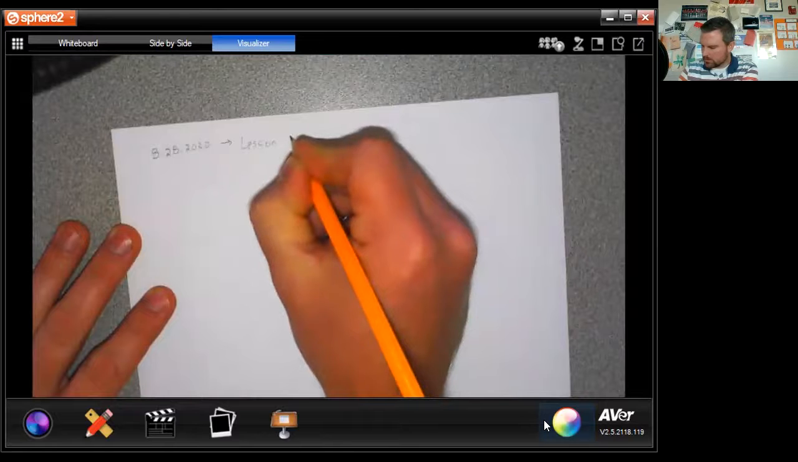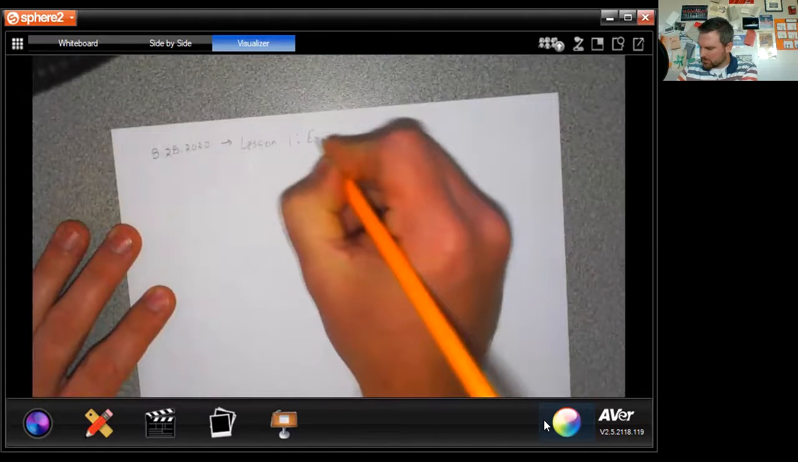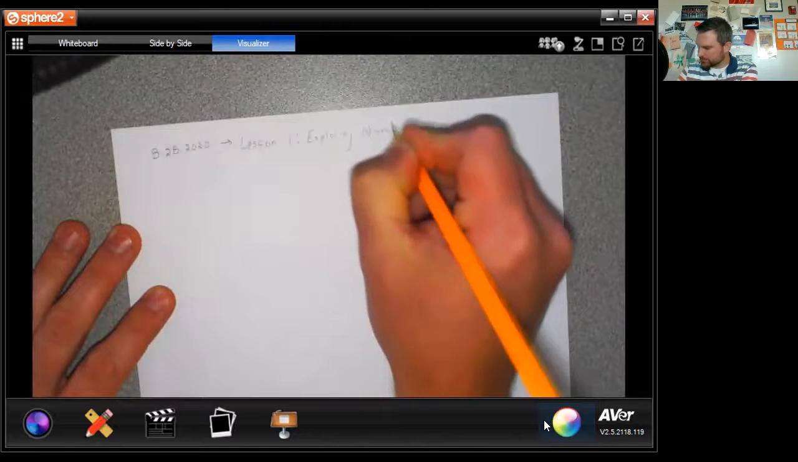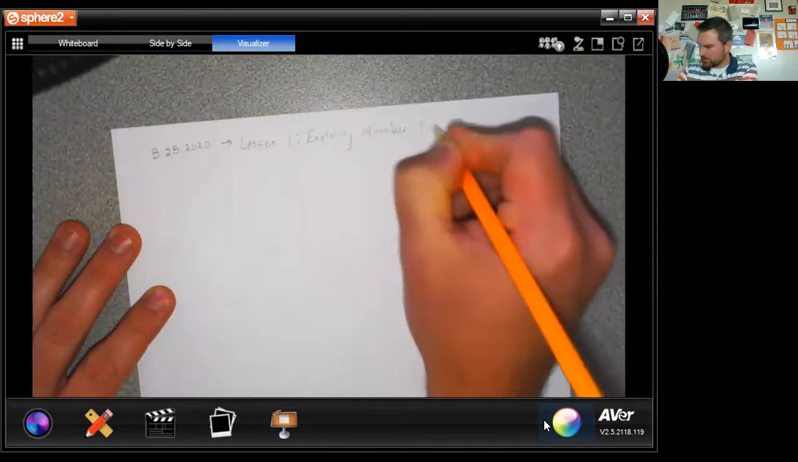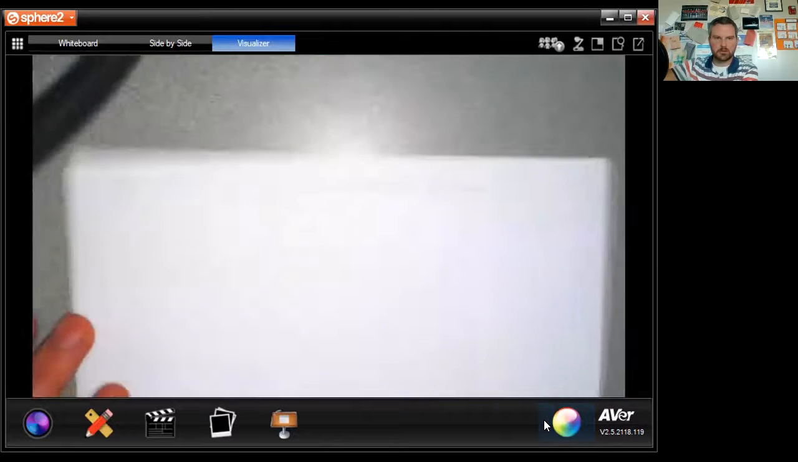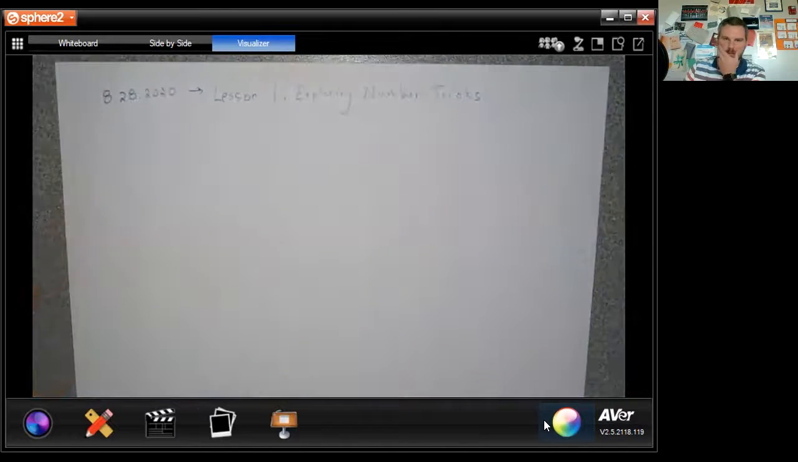We are in lesson 1, which is exploring number tricks. Okay, can we see that? Let me zoom in here. Okay, lesson 1, exploring number tricks.